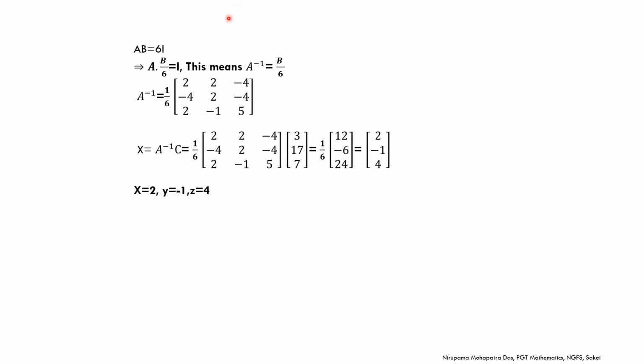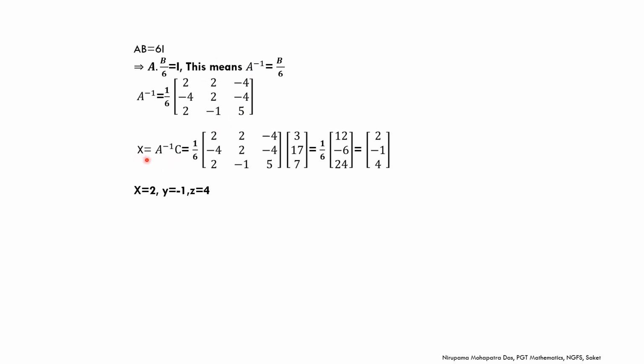So A inverse is to be computed from AB equal to 6I. From AB equal to 6I, we divided both sides by 6, so it means A into B by 6 equals I. So if we see A into B equal to identity matrix, B is taken as inverse of A. Here A into B by 6 equals identity matrix. It means your A inverse is B by 6. So A inverse equals 1 by 6 of the B matrix given to you, right?